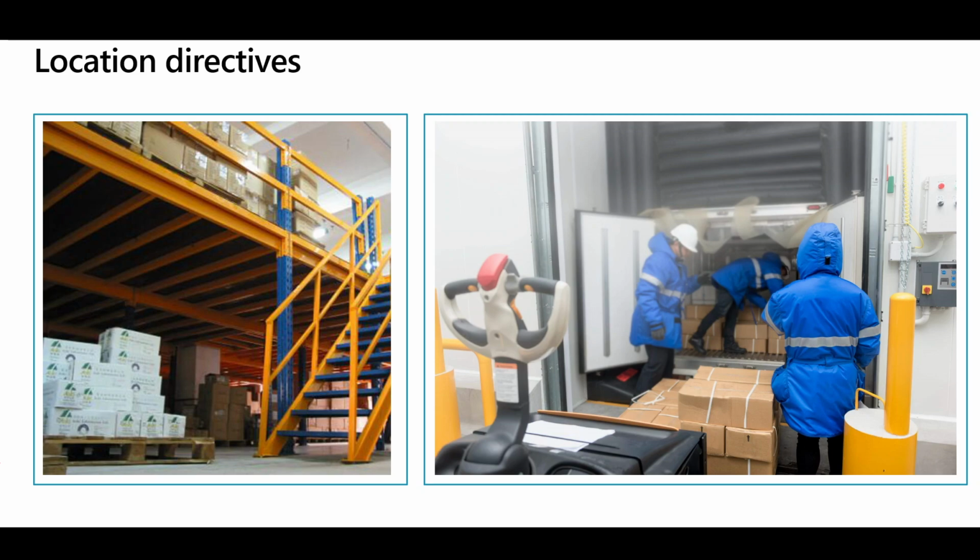You can define several location directive rules for the same warehouse as per the warehouse layout and the material handling process in the warehouse. So you can define location directive rules to direct the warehouse workers to put the heavy products on the first floor in the warehouse. Or, for example, you can specify a location zone for the fresh products or the items that require specific storage conditions, like the temperature.